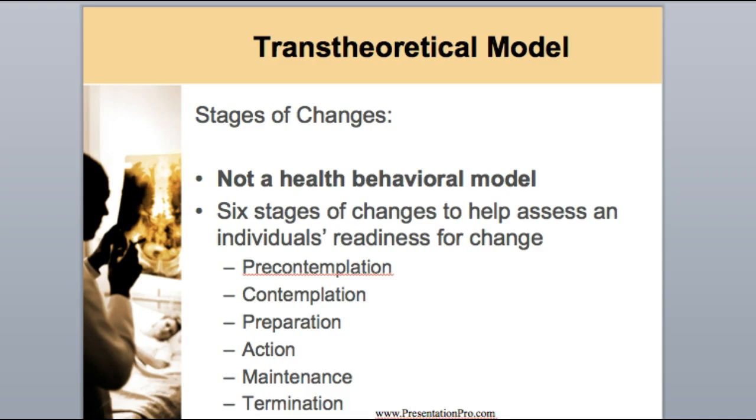So the trans-theoretical model, as stated earlier, is not a health behavior theory, but it is a theory that can be used for health behavior. There are 6 stages in the trans-theoretical model, and these stages are called the stages of change. And they help assess an individual's readiness for change. The first stage is pre-contemplation. The second stage is contemplation. Third stage is preparation. Fourth, action. Fifth, maintenance. Sixth, termination.